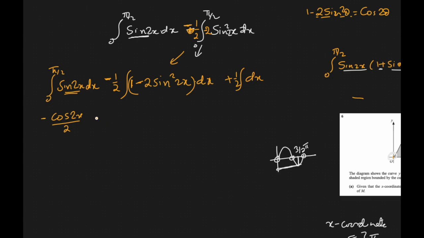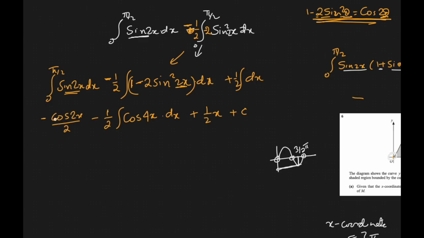Okay, minus half, we'll need one more thing here, 1 minus sine square 2x, we'll use this identity, this becomes cos 4x. Why cos 4x? Because the double of theta is 2 theta, so double of 2x will be 4x dx, and then integration of half is just half x plus c.